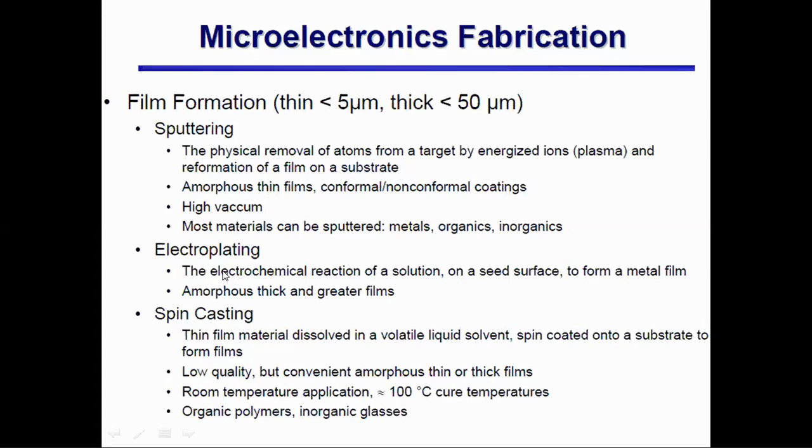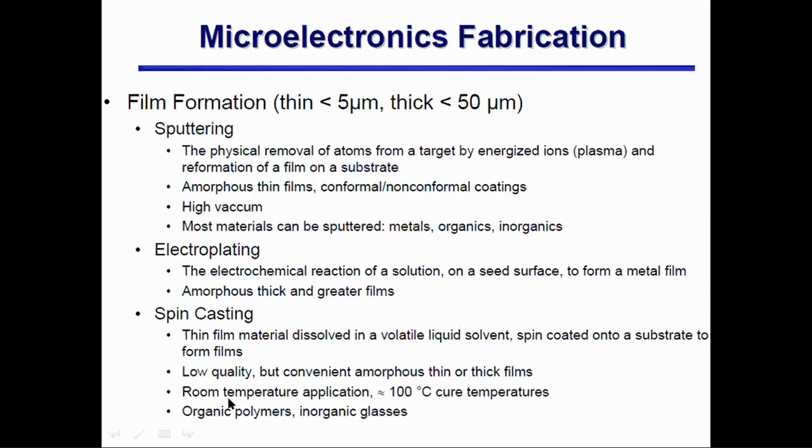Electroplating is the method by which we could add material with the process of electroplating. So the electrochemical reaction of a solution on a seed surface to form a metal film. It is amorphous, thick, and rougher than thin films. So for thicker layers, normally we perform electroplating.